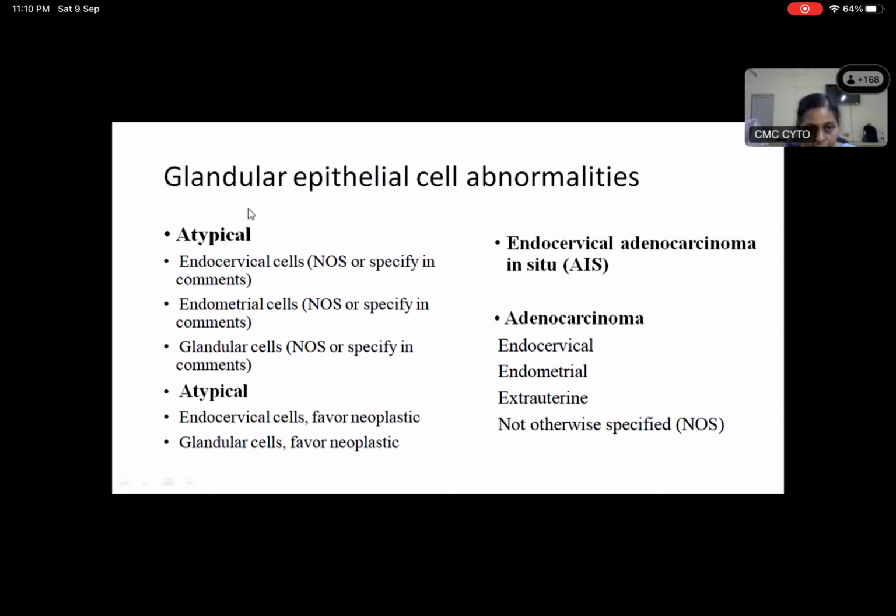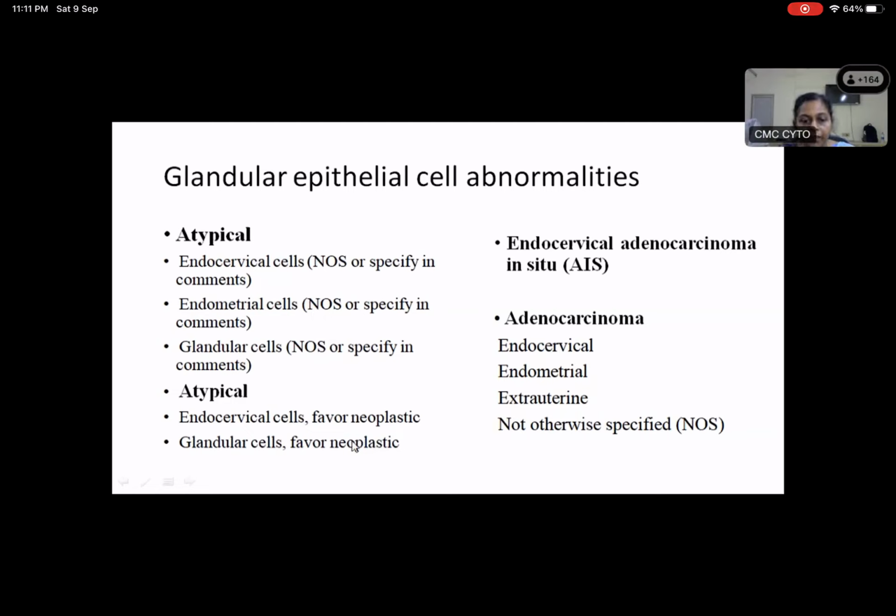Now, when we say atypical, we mean that it is more than benign, but not falling into the neoplastic category. In squamous, we saw an entity called ASCUS, isn't it? But in glandular, they don't want to keep a category as AGUS, or atypical glandular cells of uncertain significance. Such an entity does not exist under Bethesda for glandular epithelium, because they feel that it might very often get confused with ASCUS.